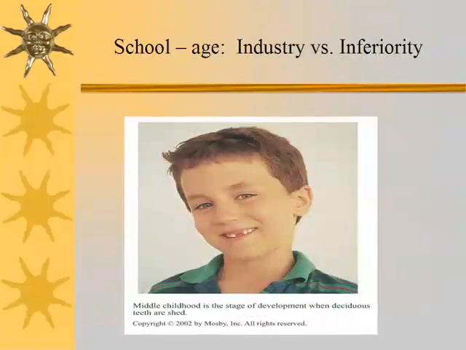Moving on to school age. Now, school age covers a wide range. It covers children from 6 through 12 years of age. And again, according to Erikson, this stage of development is industry versus inferiority. Basically, school-age children are striving to be successful. They start developing a sense of worth from their involvement in activities as well as the success that they're having in school.